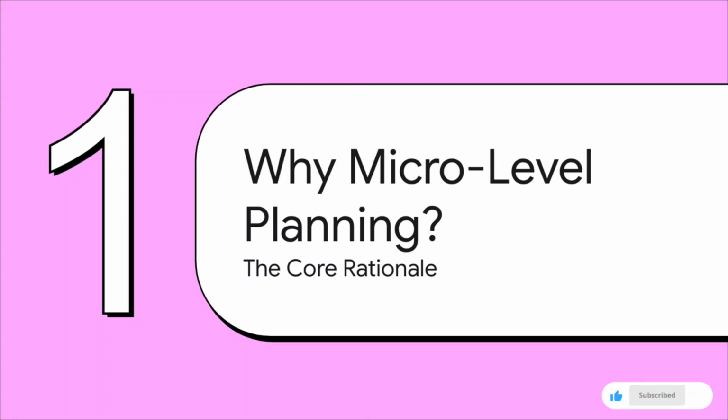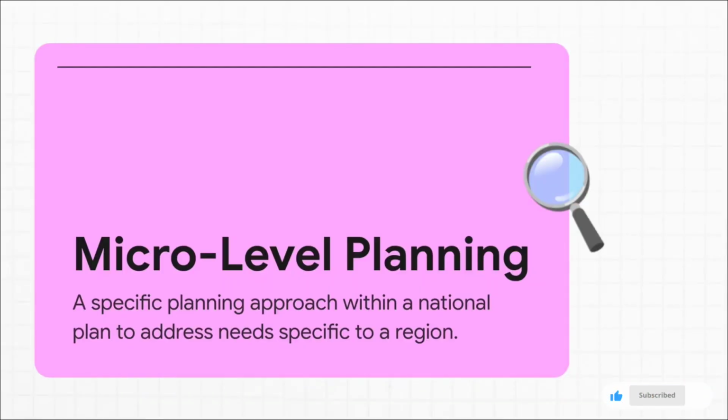First things first, we've got to understand the fundamental idea here. Why bother planning at the micro level? This is the foundation for everything that follows, so let's get this right. So what exactly are we talking about? Well, imagine you've got this huge nationwide plan. It's great for the big picture, but it can't possibly know the unique problems or advantages of one specific district, right? That's where micro-level planning comes in. It's like using a magnifying glass to zoom in on a local area and tailor that big national plan to fit what's actually happening on the ground.